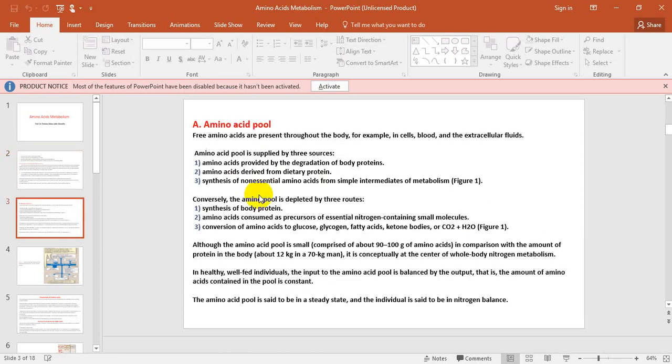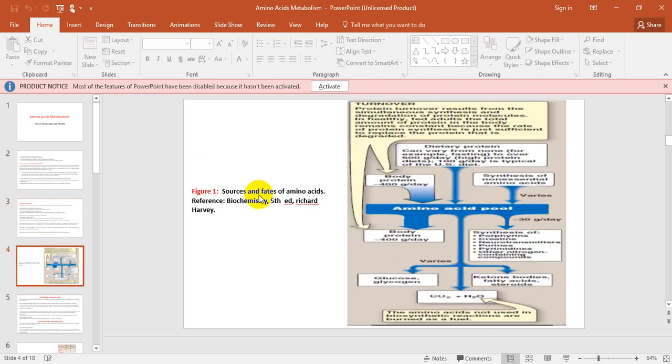Amino acid pool. There are three sources of supply of the amino acid pool. The first source is degradation of body protein, about 400 grams per day. The other sources are amino acids resulting from dietary protein, or amino acids that are synthesized in the human body, called non-essential amino acids.